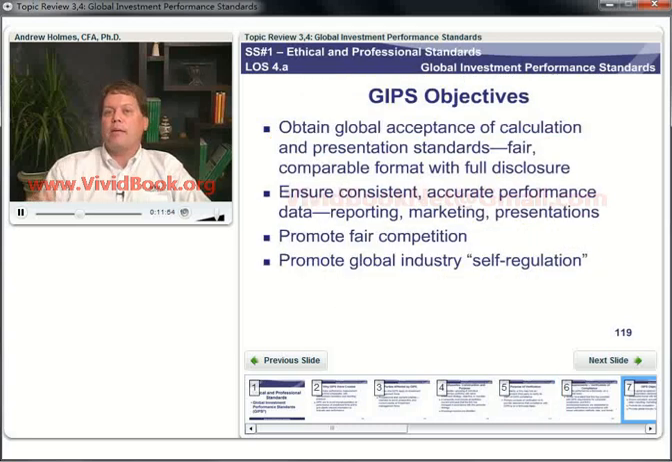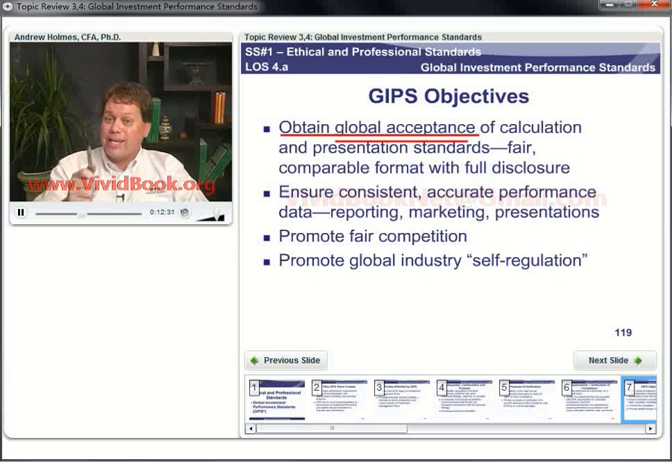Now, what about the objectives of GIPS? The objectives here are to create a global acceptance of calculation and presentation standards. We want a fair and comparable format that has full disclosure. Again, if we think of my scenario where you have a money manager working with an unsophisticated client, well, you're reporting your results that are GIPS compliant. Anyone else that's going to try to take that business will also use a GIPS compliant presentation if we actually had this as a globally accepted standard. Well, that's going to make the information flows much better for the client.